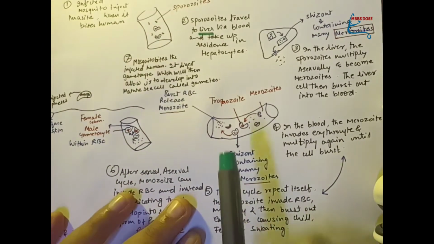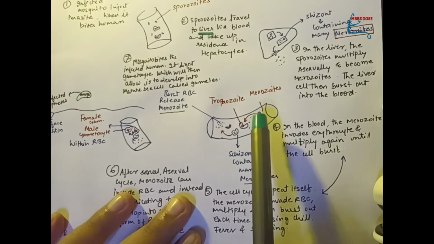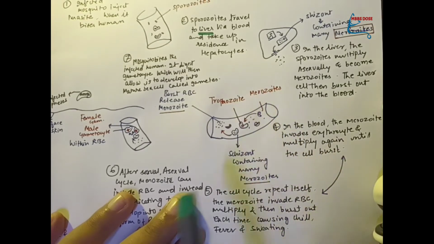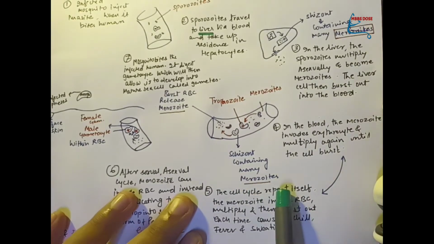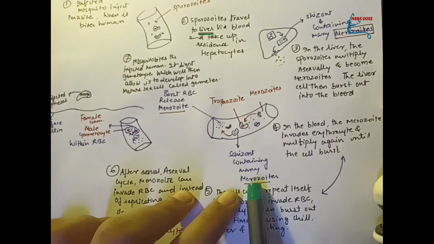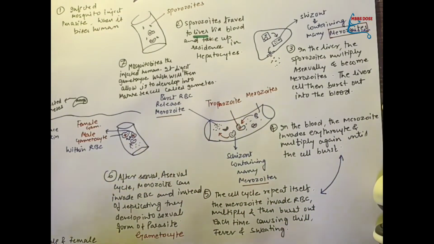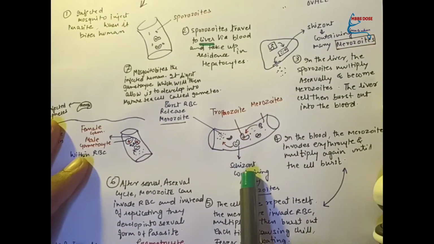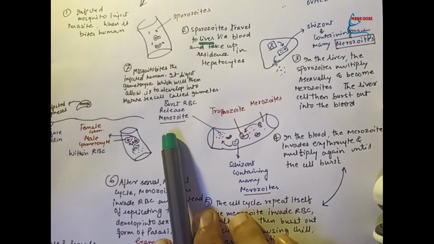Now, the trophozoites: as the merozoites infect the RBC, it forms the trophozoite in the blood vessels, which gives rise to schizonts containing many merozoites. So basically, what is a schizont? A schizont is defined as a group of merozoites. Now the RBC bursts in the blood, releasing merozoites.